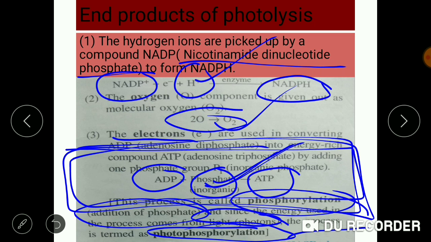Now children, in your book Living Science class 10th, you have the process of phosphorylation in step 2, which is wrong. So just make a correction: this process of phosphorylation will be included in the end products of photolysis and not in step 2. Step 2 will be splitting up of water molecules. So make the corrections in your book.